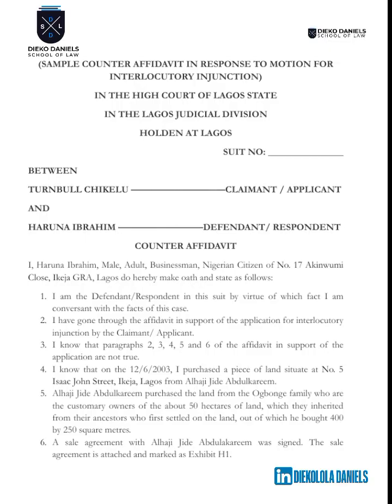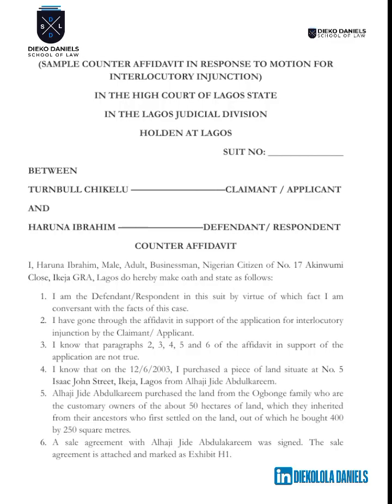Then you now go to your next paragraph: "I know paragraphs 2, 3, 4, 5, and 6 of the affidavit in support to be false." So there are basically 3 paragraphs that must introduce your counter affidavit, which distinguishes your counter affidavit from any other kind of affidavit. Do you understand?